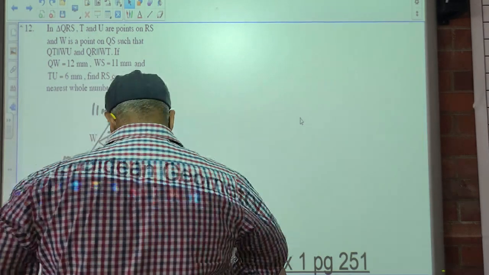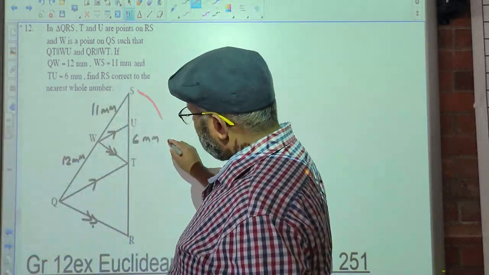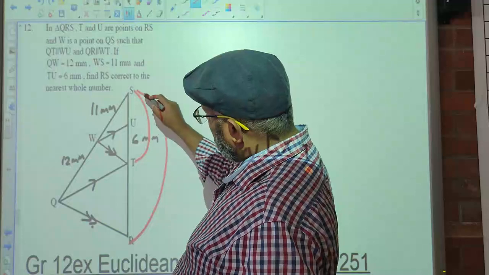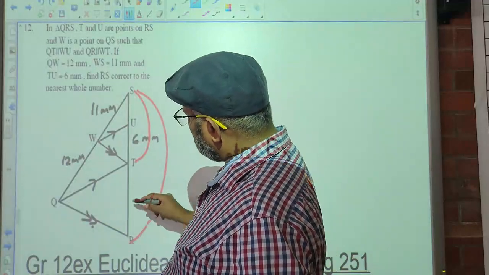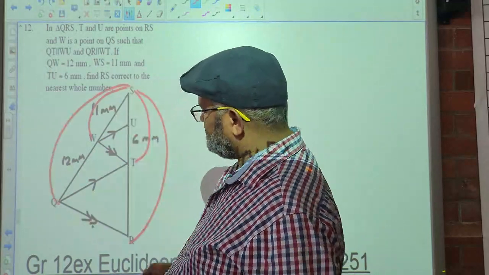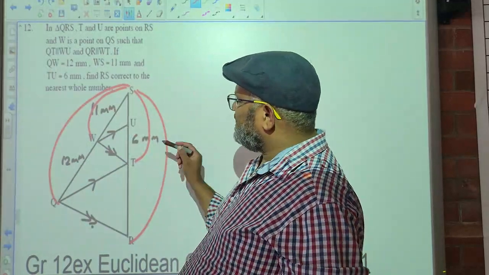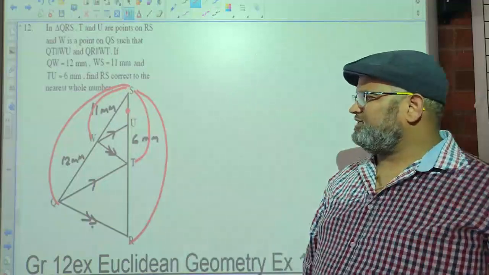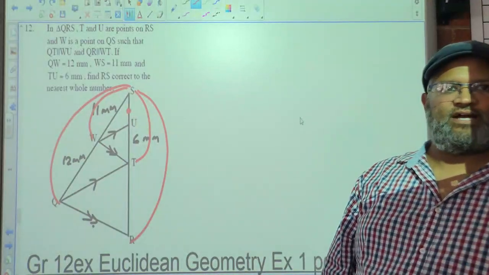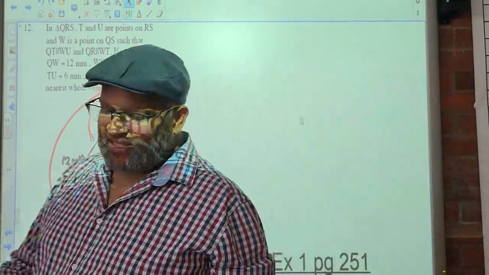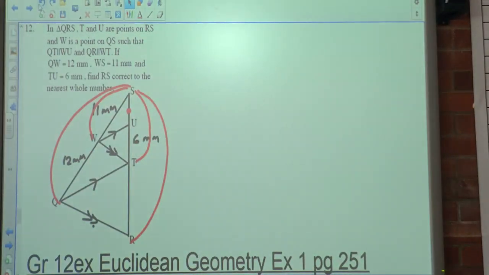Okay. If we look at this whole length here, I can also say that ST over SR is equal to SW over SQ. But for this, what do I still need? I still need to know what SU is. Can you guys see that? I still need to know SU. So let's set up a ratio with SU. What would it be?